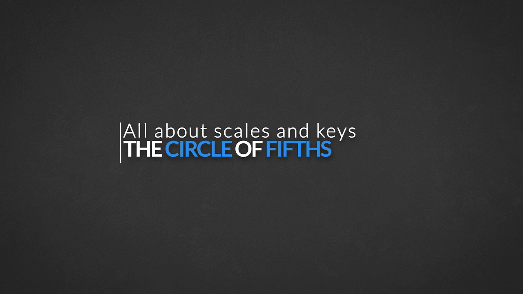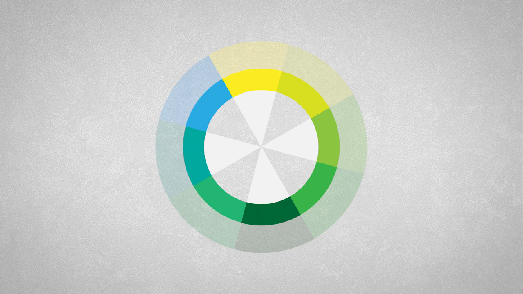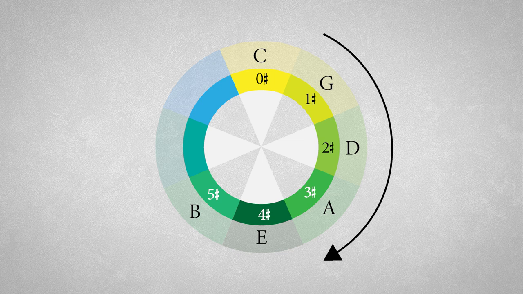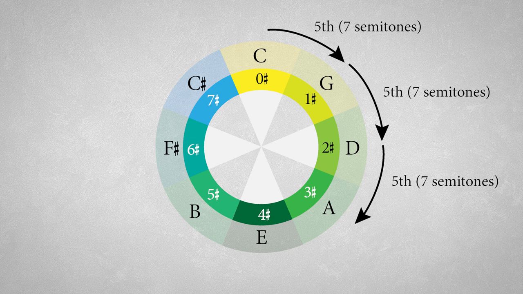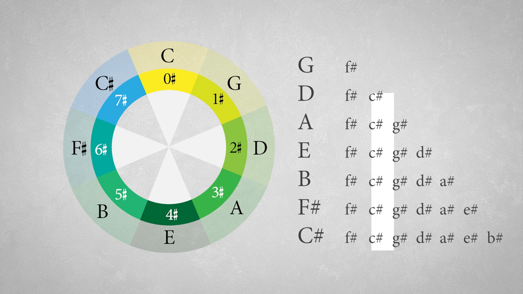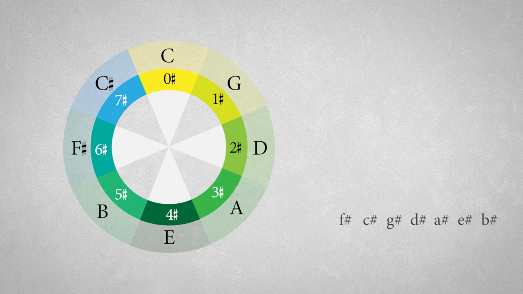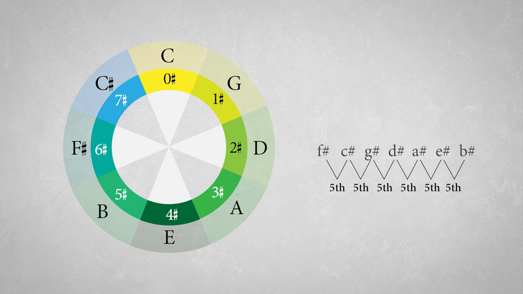Now, why not make a circle containing these keys to make a visual representation like this? We'll put the key of C major at the top and work our way clockwise. Every fifth further, there's a new key with one sharpened note extra. By the way, the sharpened notes are added in this order: F sharp, C sharp, G sharp, D sharp, A sharp, E sharp, and B sharp. And this, my friends, is also an order based on fifths. Isn't this a wonderful, wonderful thing?